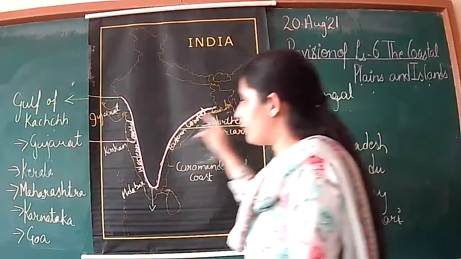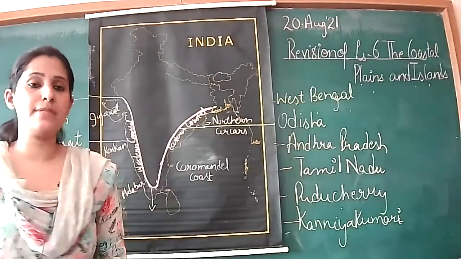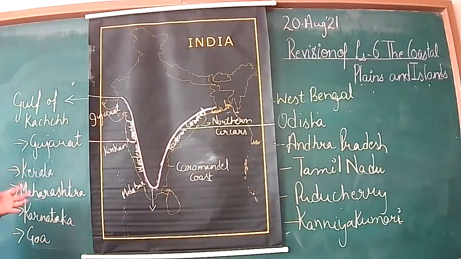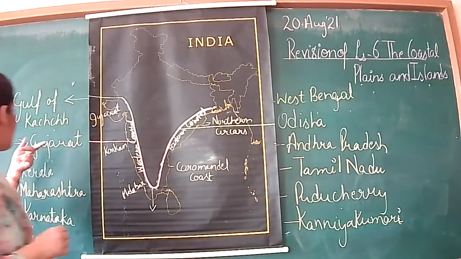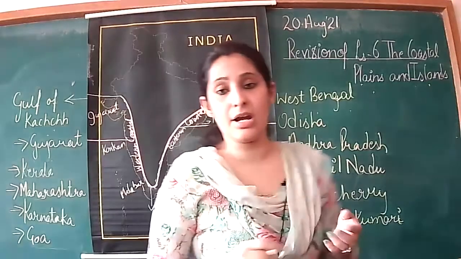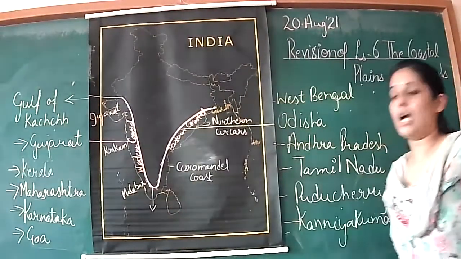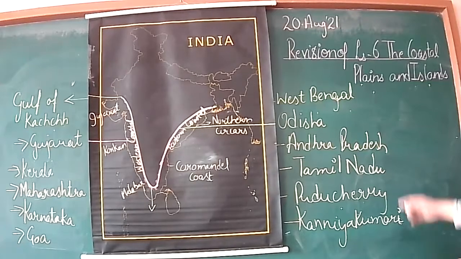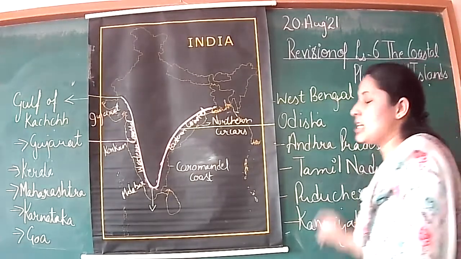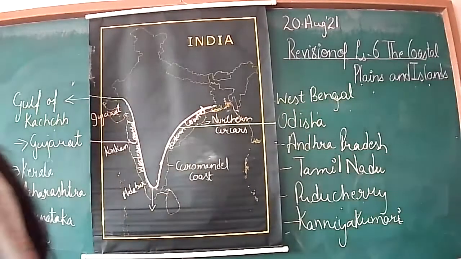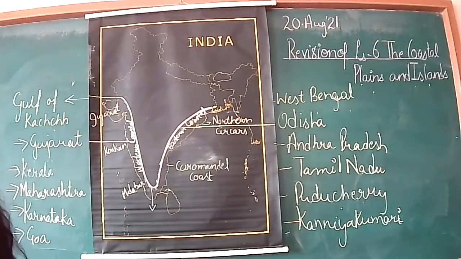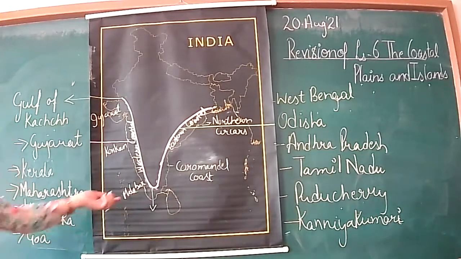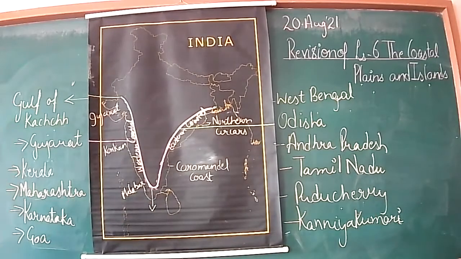I have talked to you about the states which come under the western coastal plains and the eastern coastal plains. Let's give a quick revision. In the western coastal plains, we have Gujarat, Kerala, Maharashtra, Karnataka and Goa. Whereas in the eastern coastal plains, we have Odisha, Andhra Pradesh, Tamil Nadu, Pondicherry and Kanyakumari. The ending point of our coastline is Kanyakumari, the tip of the Indian mainland.